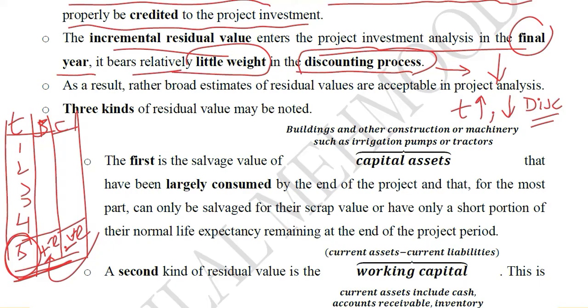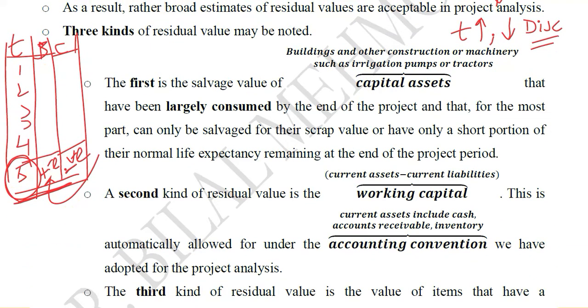Now, after understanding this, which we will numerically observe as we go into the topics ahead, there are three possible kinds of residual value. The first one deals with the salvage value of the capital assets. Capital assets are physical in nature; they include buildings, other construction or material, or machinery such as irrigation pumps, tractors, or any other machinery from the industrial sector. So after the usage and the completion of the project, whatever is left of these capital assets will be included in the project.